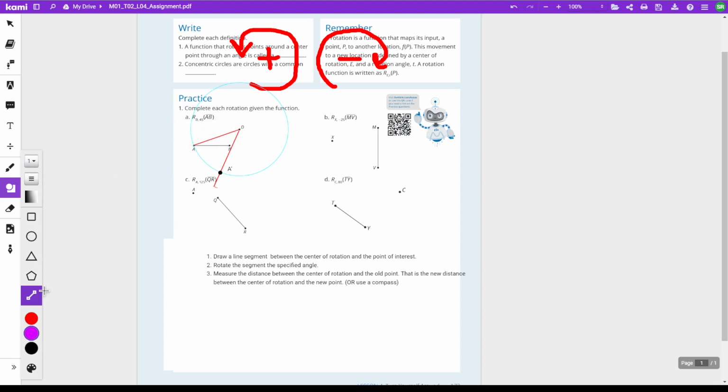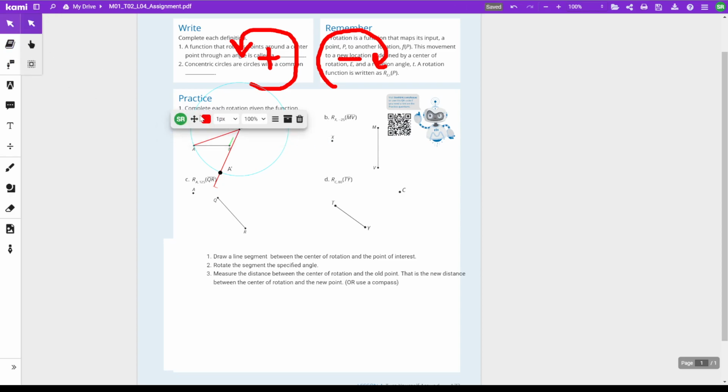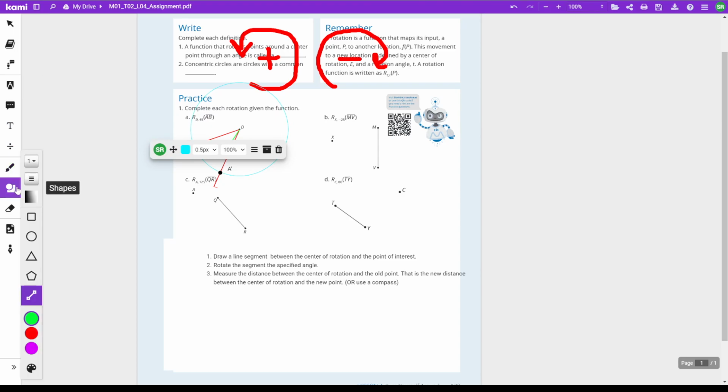So in this case, let's go ahead and use green. And of course, Cami does not want to work with me here. Okay, so there we have our line segment between B and D. And then we're going to rotate that line segment, right? That's step 2. So we're going to go ahead and grab our protractor.